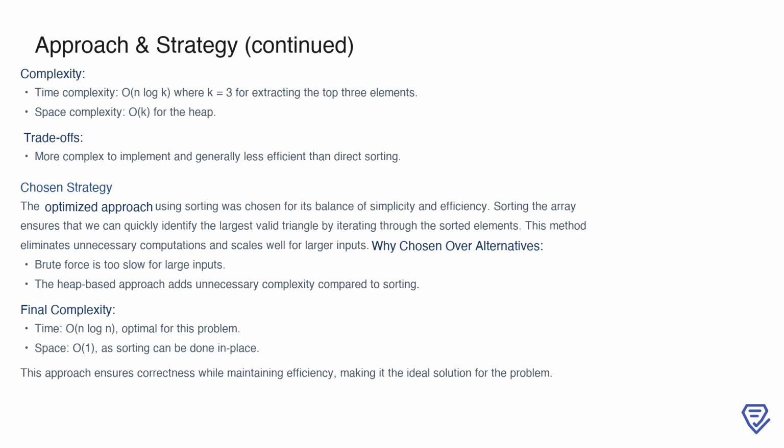The brute force method was discarded due to its inefficiency for large inputs, and the heap-based approach was set aside because its complexity outweighs its benefits. By focusing on the sorted array, we ensure correctness, minimize computational overhead, and maintain a straightforward implementation. This makes the sorting-based method the ideal solution to efficiently solve the problem of finding the largest perimeter triangle.